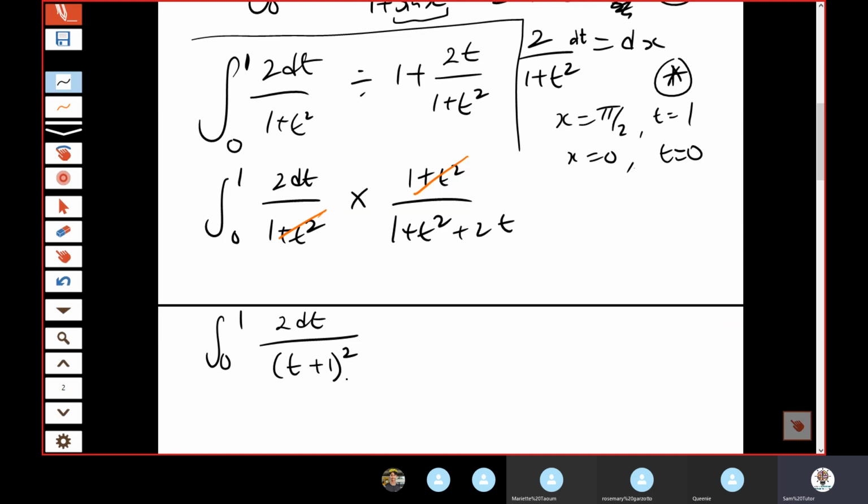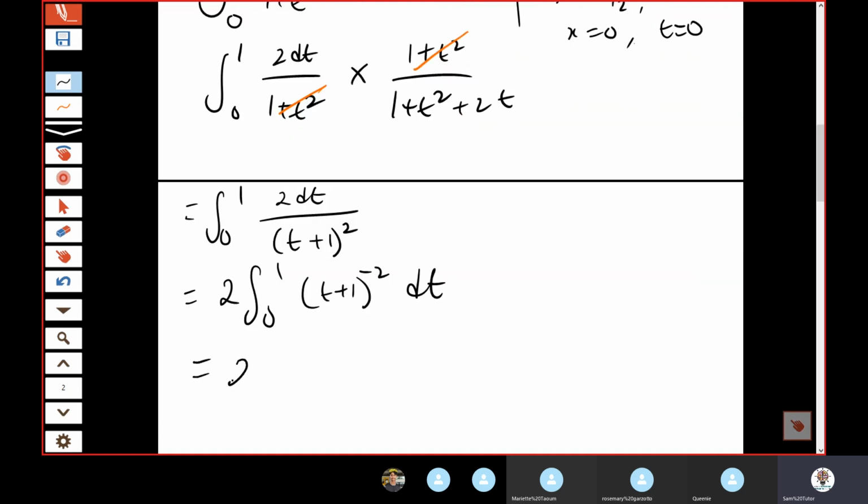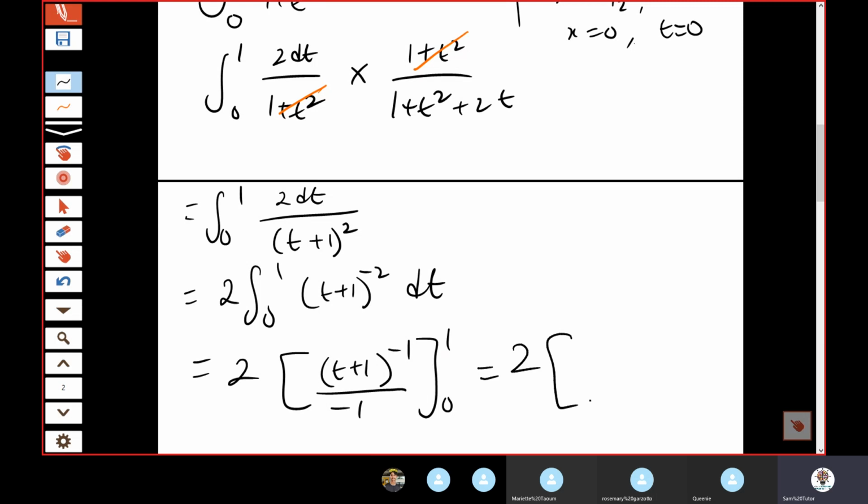That becomes a perfect square. And then that's just normal integration now. Because it's not attached to anything else, it's not an inverse tan or anything like that. Just bring it up, dt, and finish it off. 2, open bracket, t plus 1. You add 1 to the power, over the power, with limits 0 and 1. And then 1 plus 1 is 2.